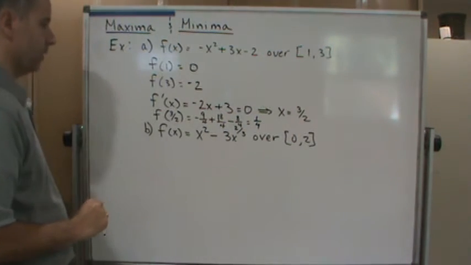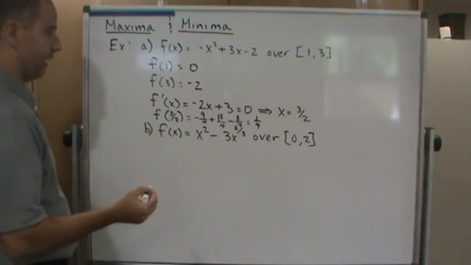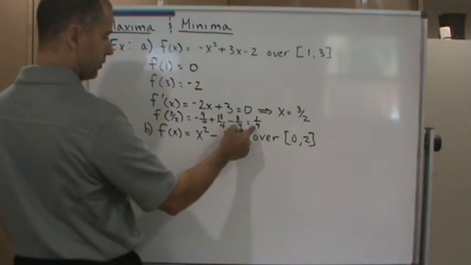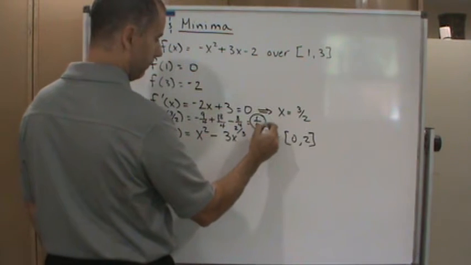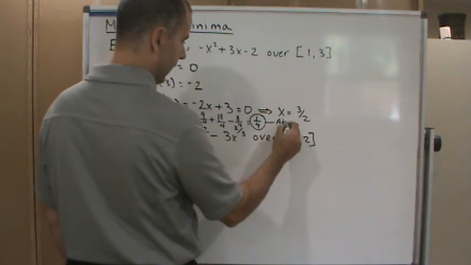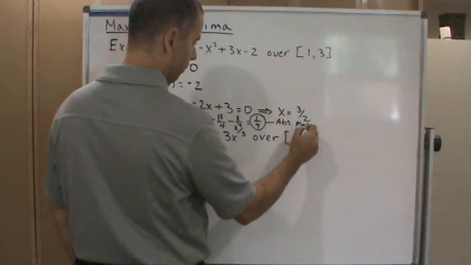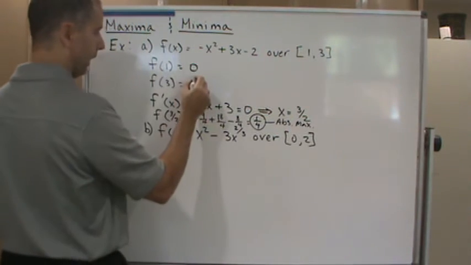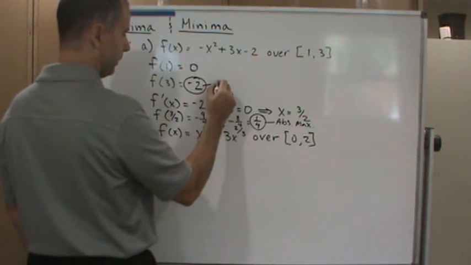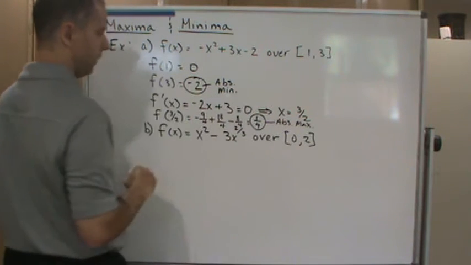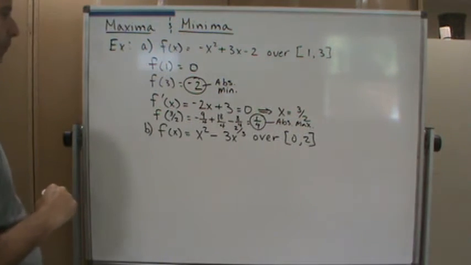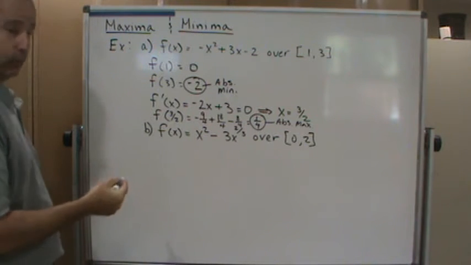All right, so now we just compare the values. Looking at all the values, 1/4, negative 2, and 0, we can see that 1/4 is going to be the absolute maximum, and negative 2 is going to be the absolute minimum. Okay? Now, let's do the second one.